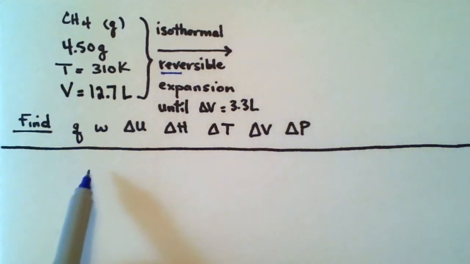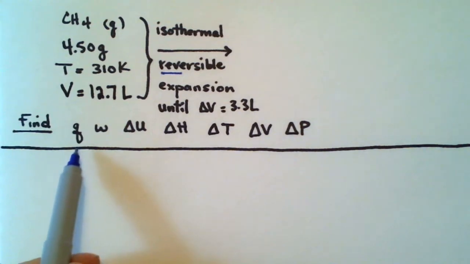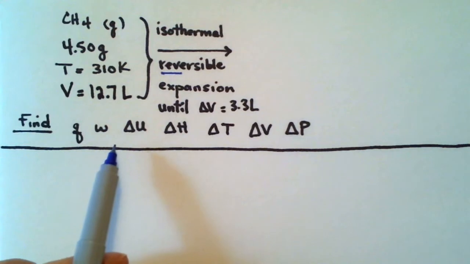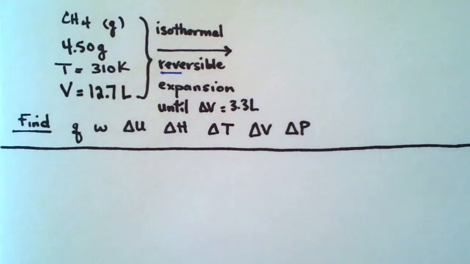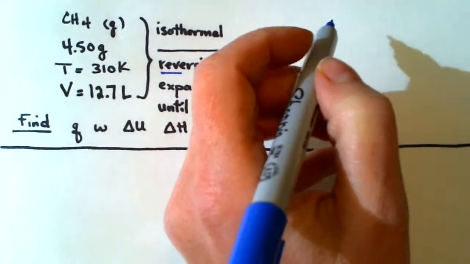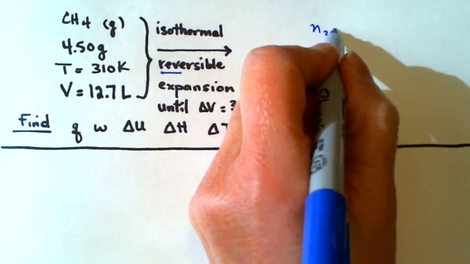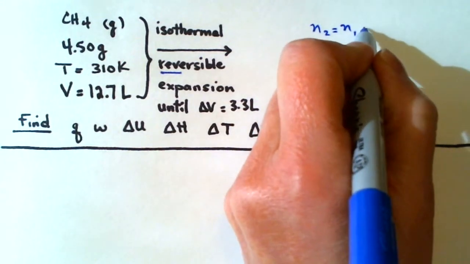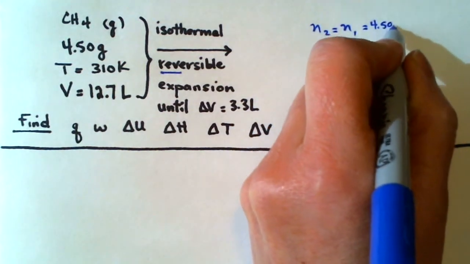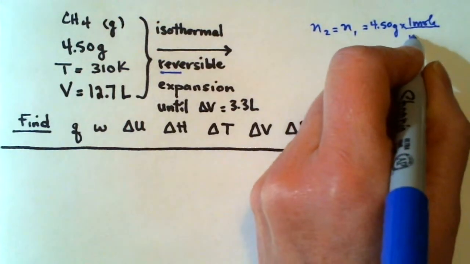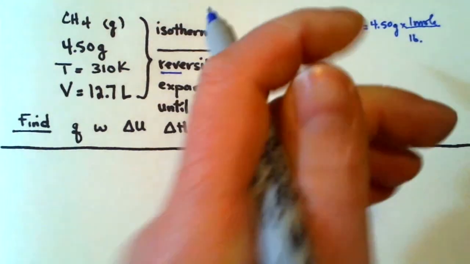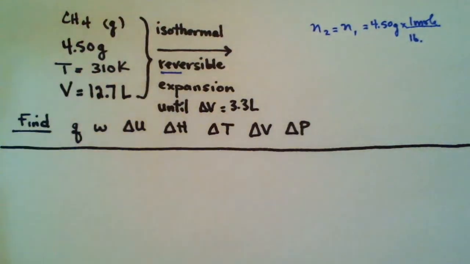With this information, we can find the associated heat, work, delta U, delta H, delta T, delta V, and delta P. And so we'll exhaust all those possible questions. Before doing that, I just want to write in that n2 is equal to n1, and that's going to be 4.50 grams times 1 mole, which is 16 point, what is it for methane? Exactly. 0.43.